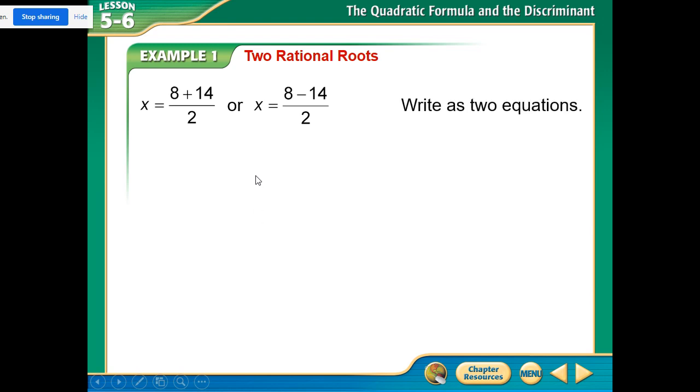So just kind of separating that. 8 plus 14 divided by 2 and 8 minus 14 divided by 2. 8 plus 14 is 22, divided by 2 is 11. 8 minus 14 is negative 6, divided by 2, or negative 3. And that's how we do these.